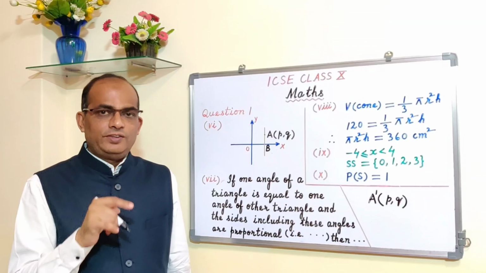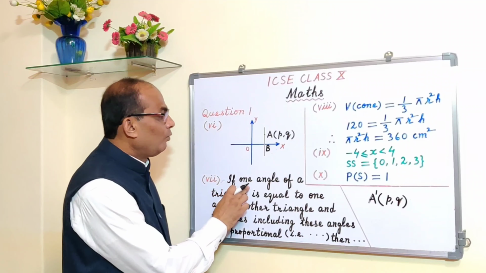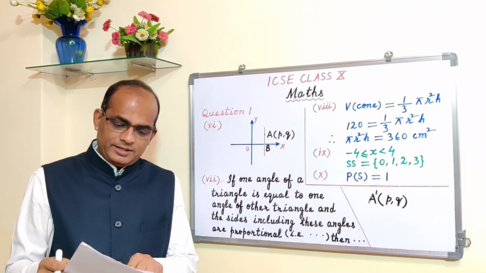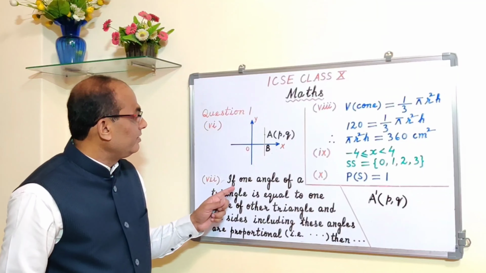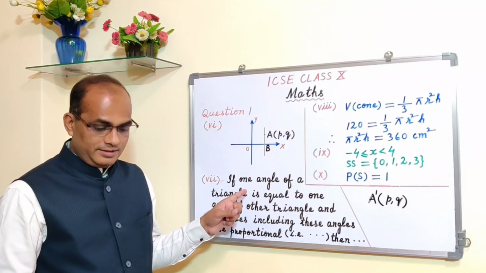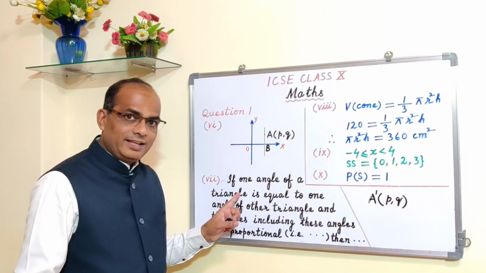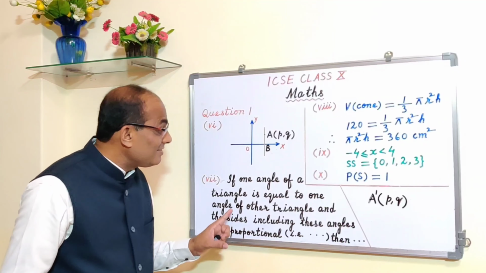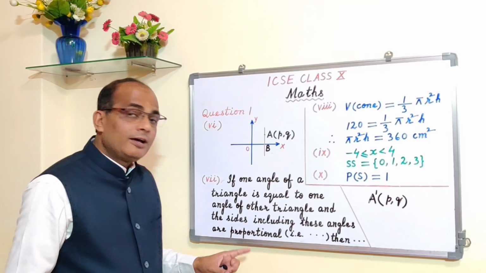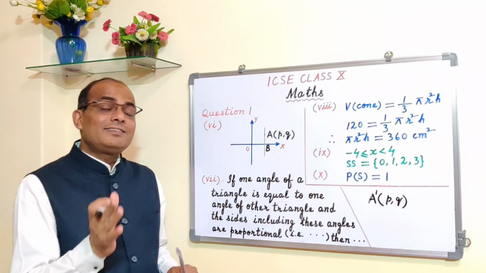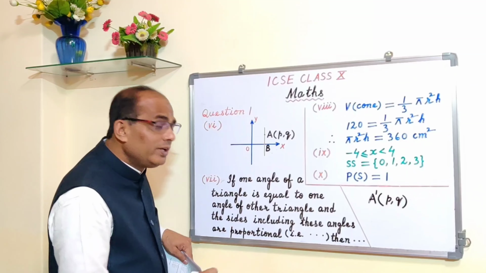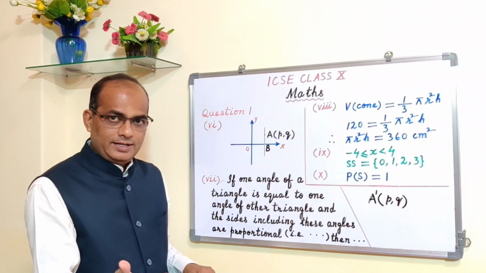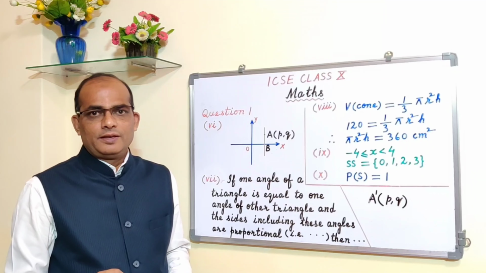Now if you see the question, you'll find that one angle of a triangle is equal to one angle of the other triangle, which is here 90-90. Angle B is 90 and angle E is 90. So this is the test of similarity, the axiom. If one angle of a triangle, here it is 90 degrees at B, is equal to one angle of the other triangle, E, again 90 degrees, and the sides including these angles are proportional, that is, they are in the same ratio, then we say that the two triangles are similar triangles.